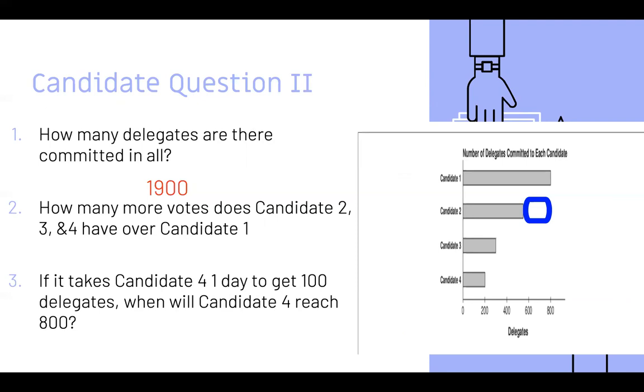How many more votes do candidates 2, 3, and 4 have over 1? Candidate 2 has 600 votes, candidates 3 and 4 have 500 in all, so that's 1100 minus 800, which is 300. In a little bit more complex one, if it takes candidate 4 one day to get 100 delegates, how long will candidate 4 take to reach 800? Candidate 4 is already at 200, so it only needs 600 more to get to 800. That means it will need 6 days to get there.